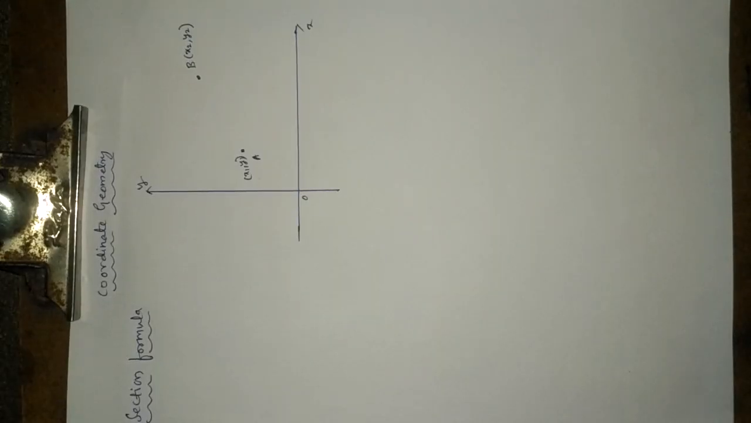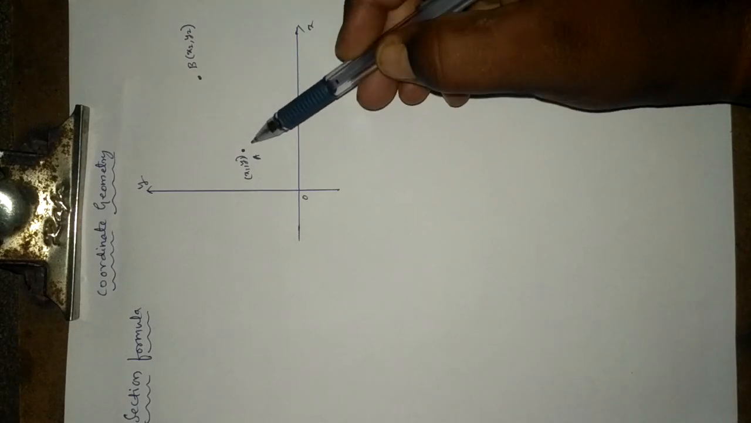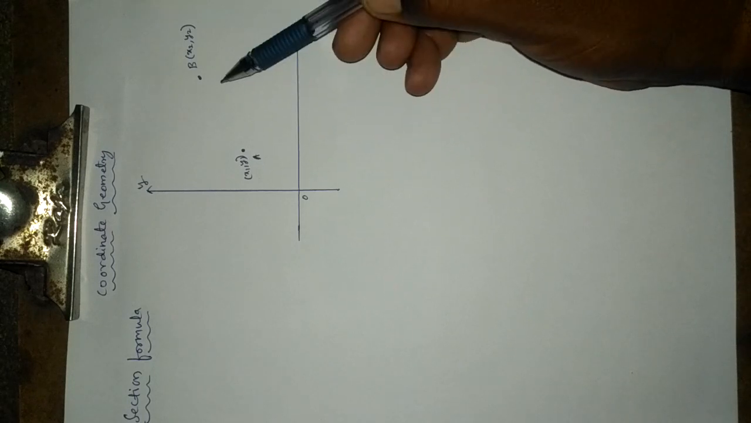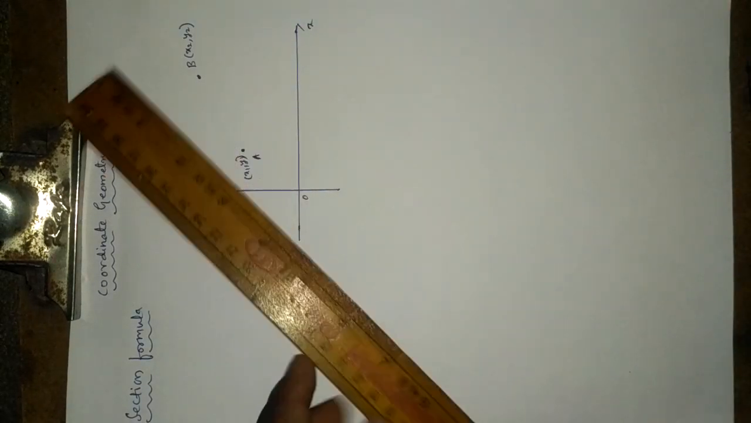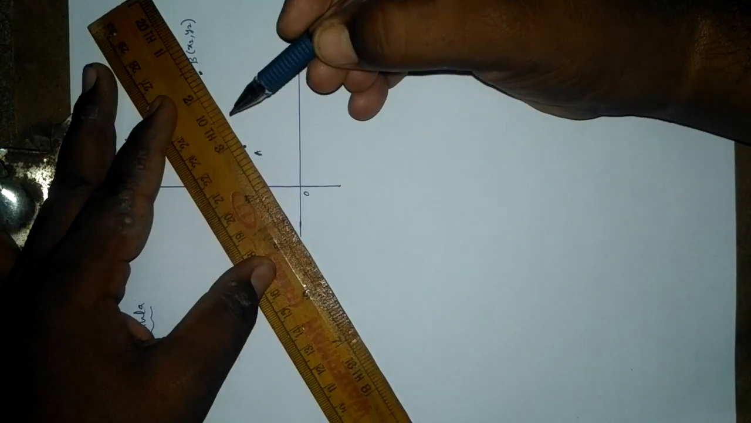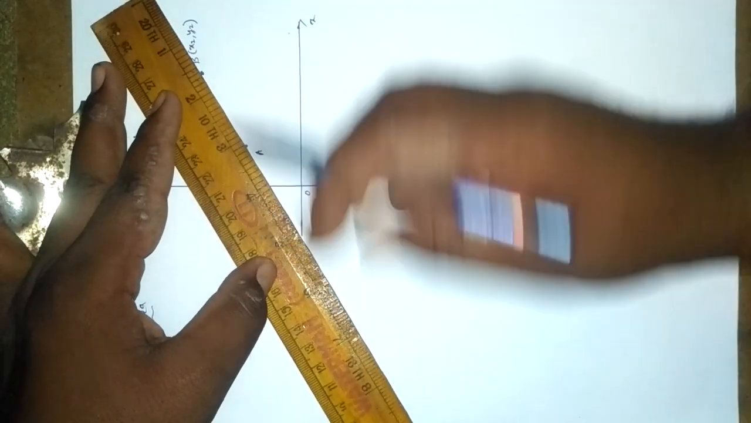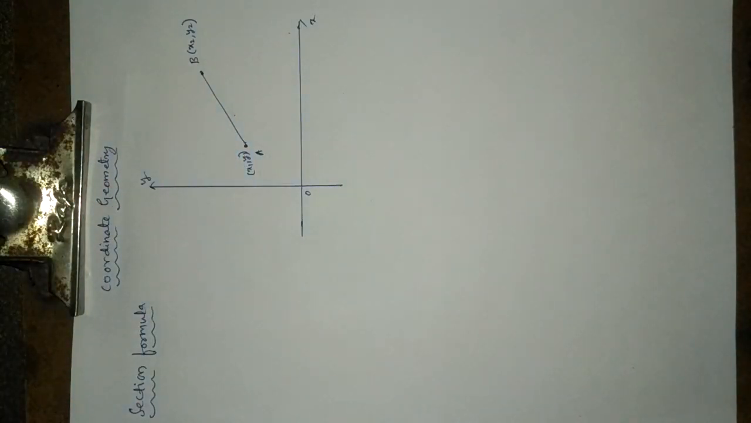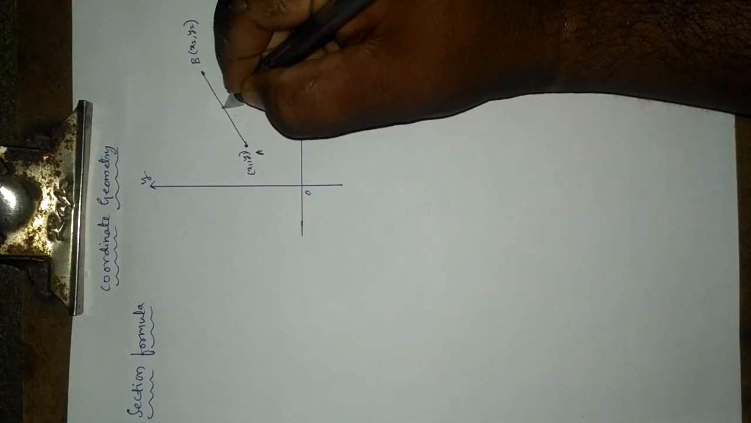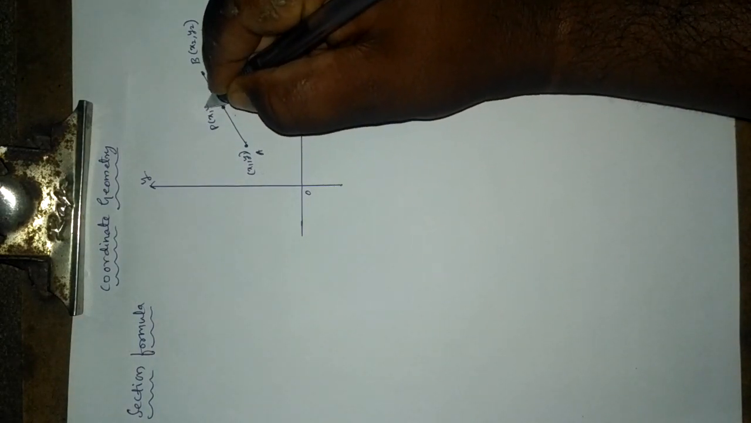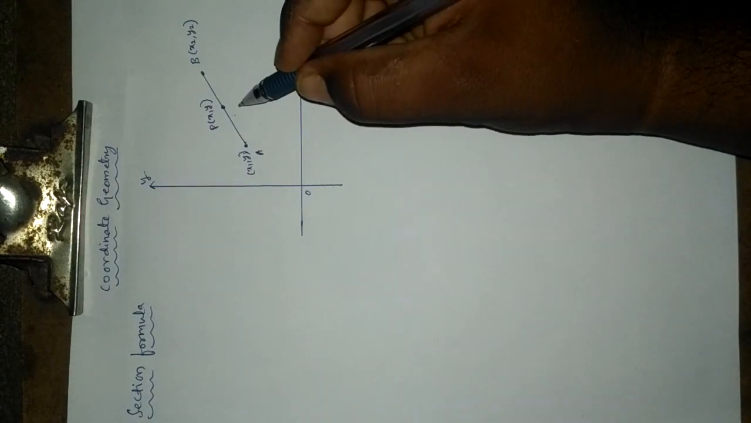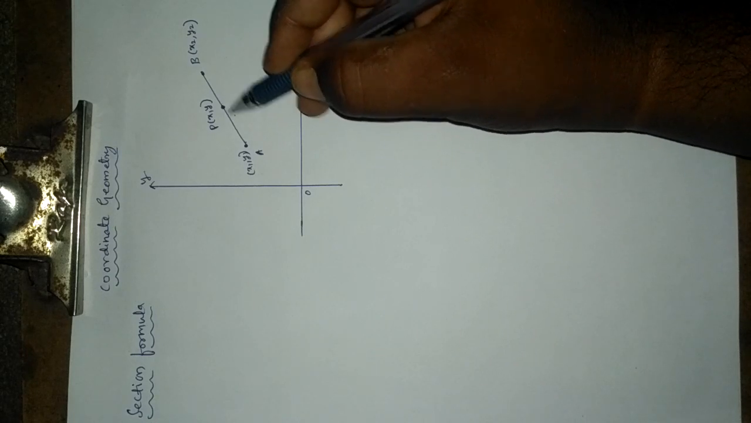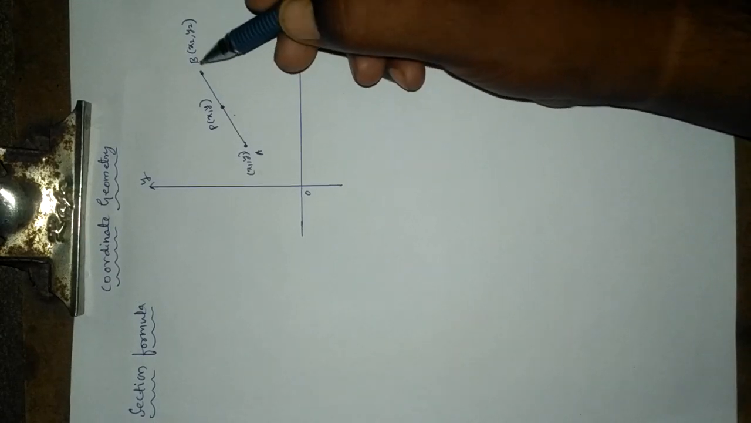Now assume another coordinate which is going to lie in between A and B, and it is collinear with these two coordinates. So what you have to do? We have to draw a line from A to B. So now what to do? Here we have to assume one more point, that is P of x comma y. P of x comma y is a point in between A and B, and it is collinear with the points A and B.